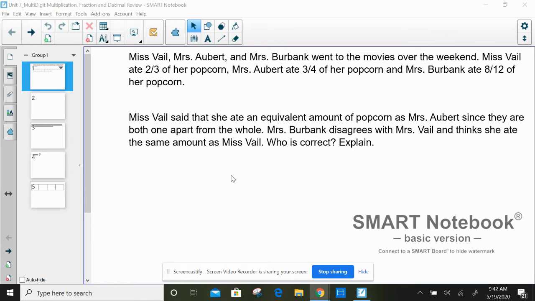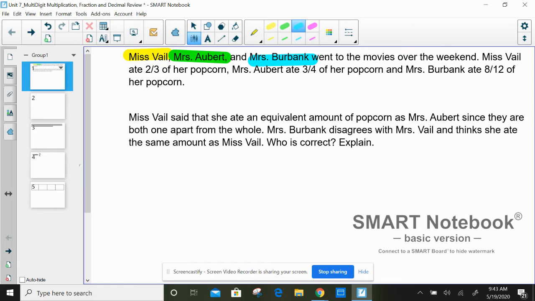Who is correct? Explain. Now, the first thing to do to start off here is to start breaking up what we have in this problem. So let's see what we have here. We have Miss Vale, Miss Albert, and Miss Burbank. Now, Miss Vale ate 2/3 of her popcorn. Miss Albert ate 3/4, and Miss Burbank ate 8/12.